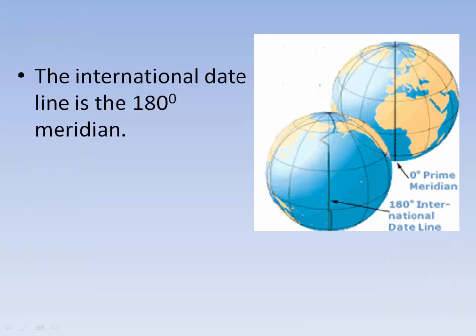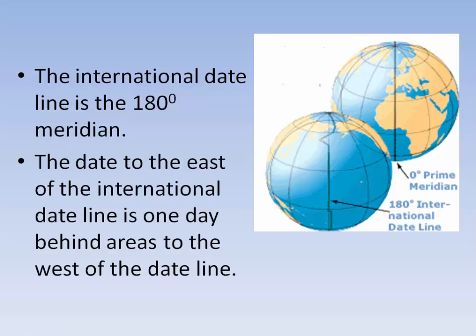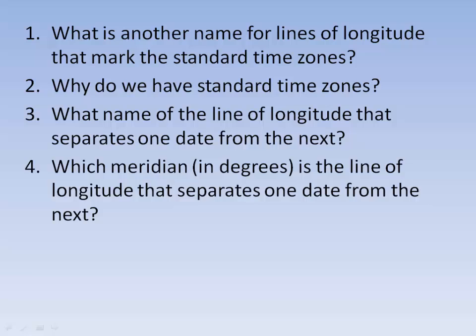The international date line is the 180th meridian. At some point, we have to separate one day from the next, and the international date line is the way we do that. On one side of the international date line, it might be December 1st. On the other side, it's December 2nd. Hit pause, answer the questions, and then hit play.